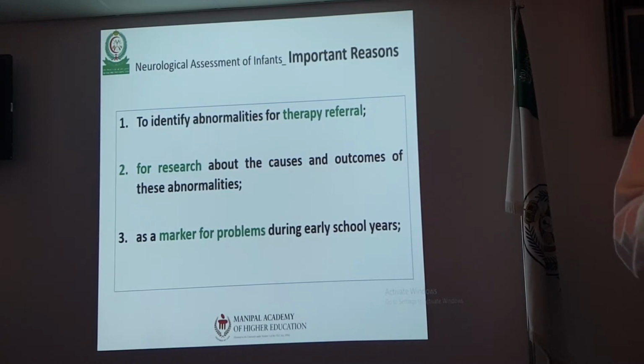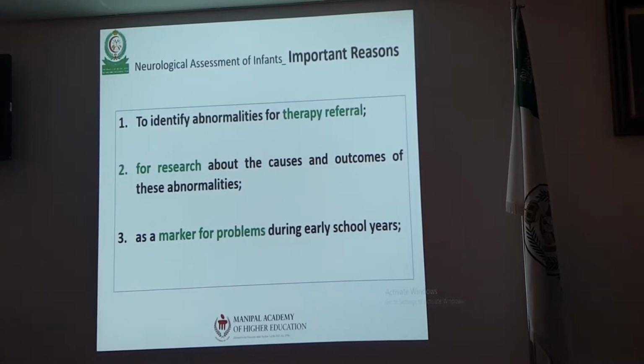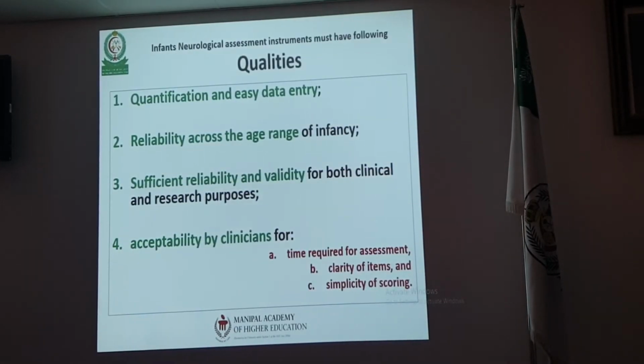After that, you need different evaluation tools. But if you have the same child followed up from birth till 10 years and the child is not doing well, you can go back into the early childhood evaluation, and you can say, okay, these were the potential reasons why the child is not doing well in school. So that is how the scale has its use. So if you have an infant neurological evaluation, it needs to have some qualities. And what are those qualities?